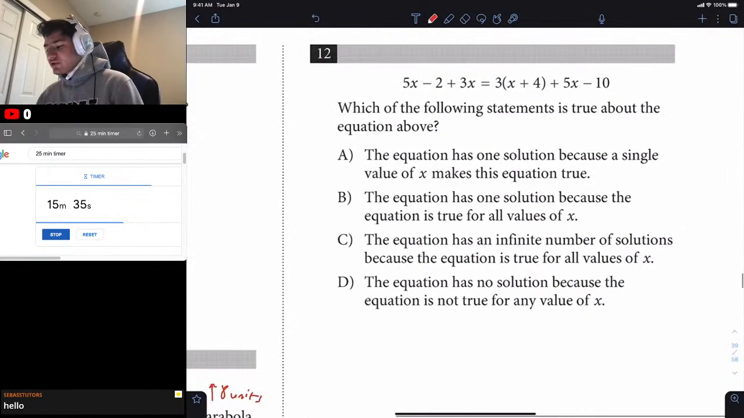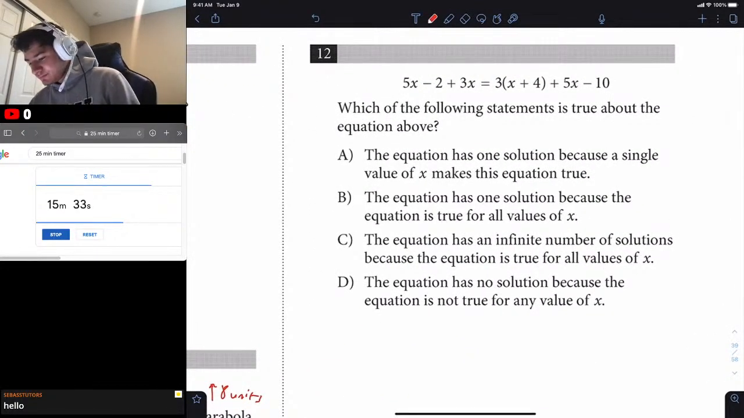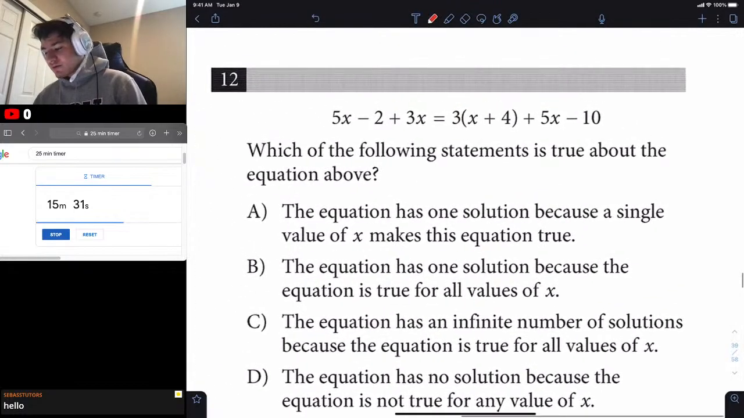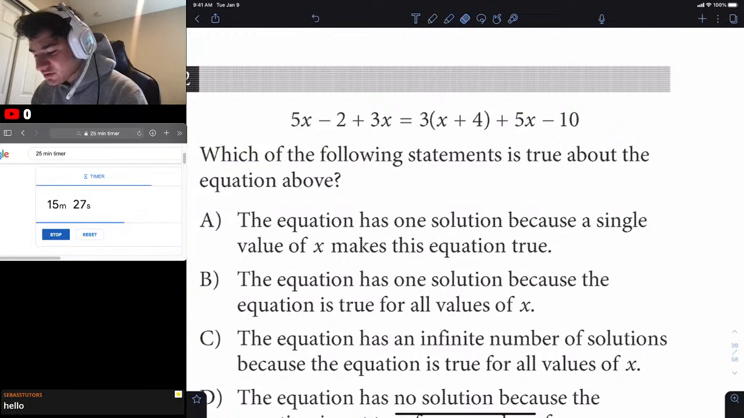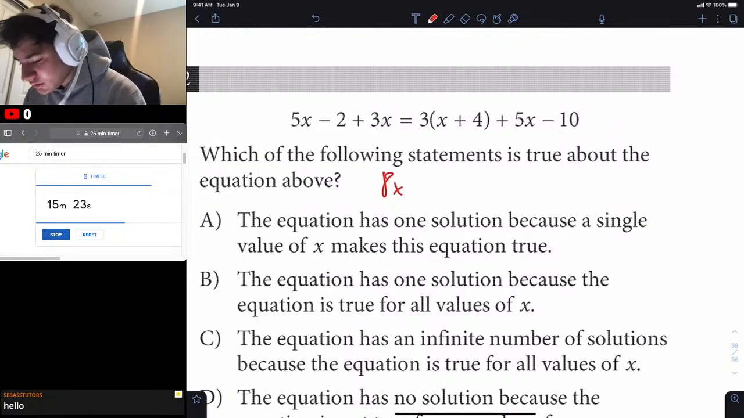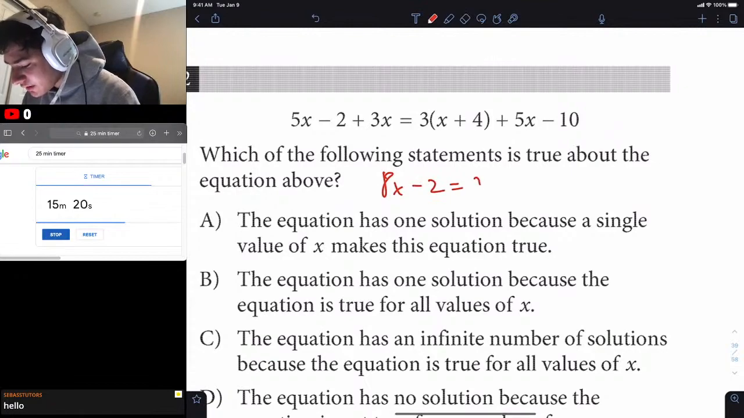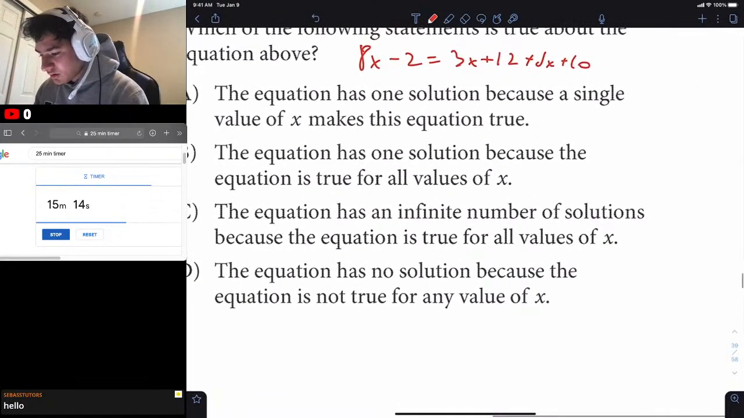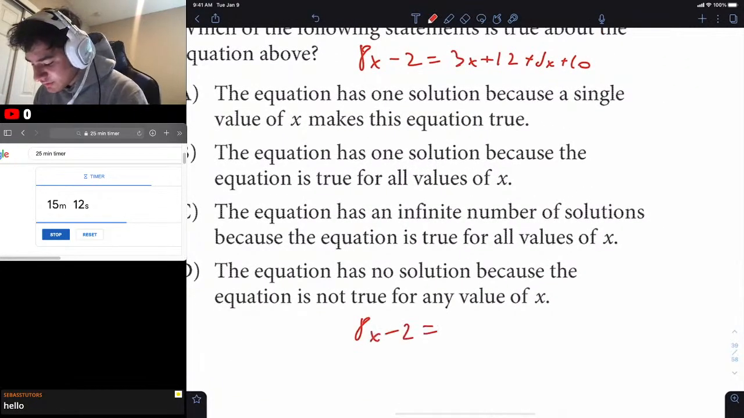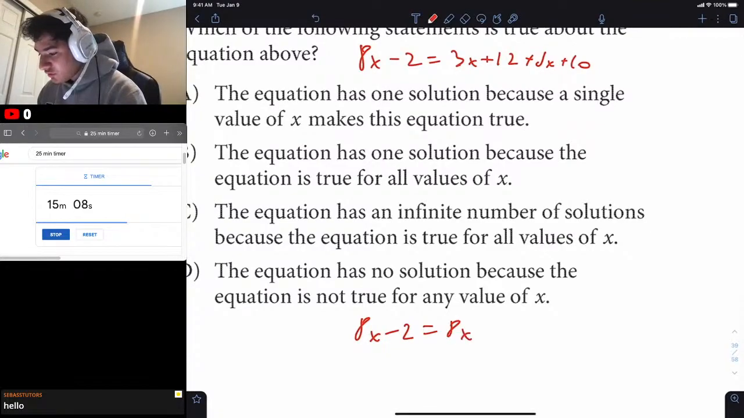Which of the following statements is true about the equation above? I don't know. I just want to solve, or I just want to simplify. So I'm going to go ahead and add like terms. So I get 8x minus 2 is equal to 3x plus 12 plus 5x plus 10. To simplify that down, 8x minus 2 is equal to 3x plus 5x is 8x. 12 plus 10 is 22. Okay? They have no solution.